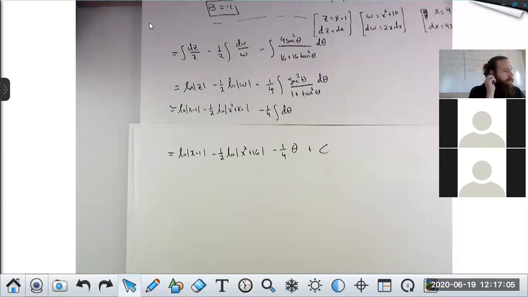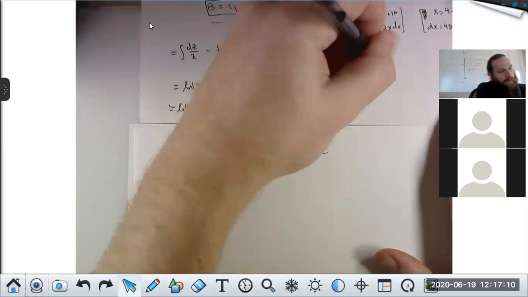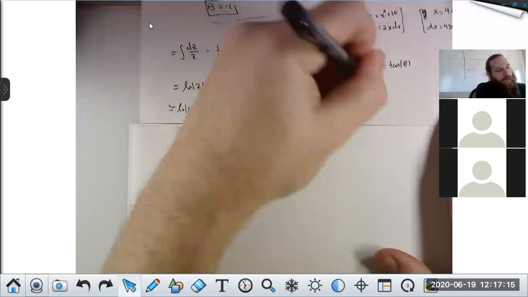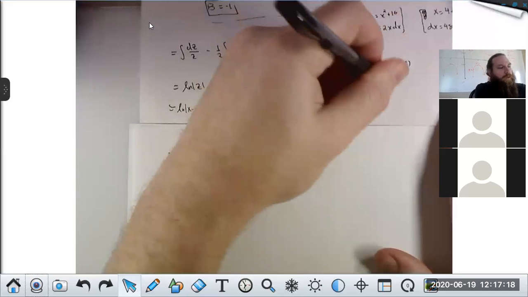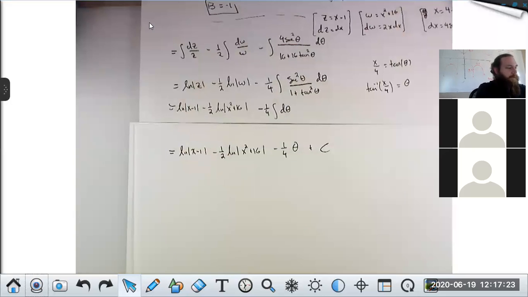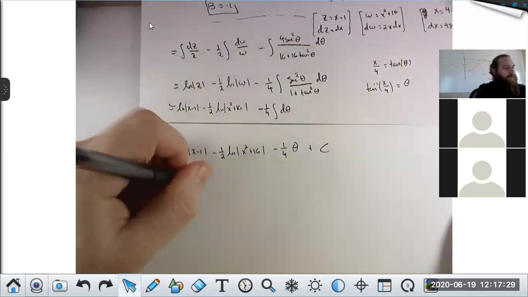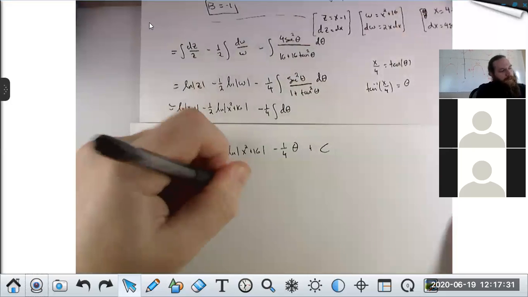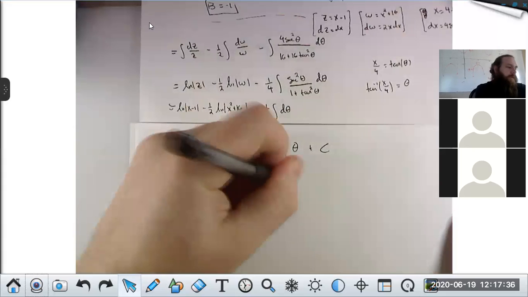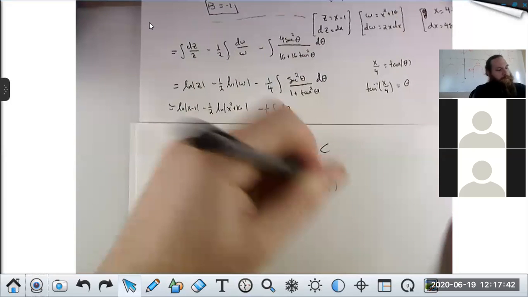And then what is theta? Well, x over 4 is tan theta. So the inverse tangent of x over 4 is theta itself. So finally here we have ln|x minus 1| minus 1/2 ln(x squared plus 16) minus 1/4 inverse tangent of x over 4 plus c.